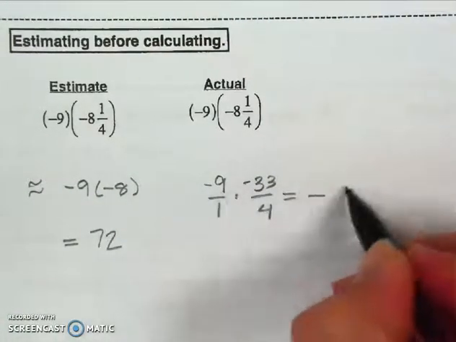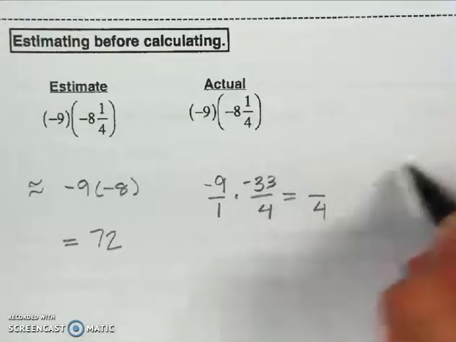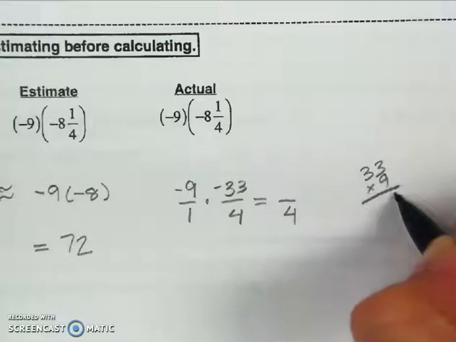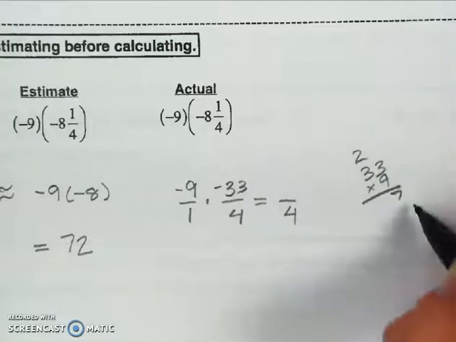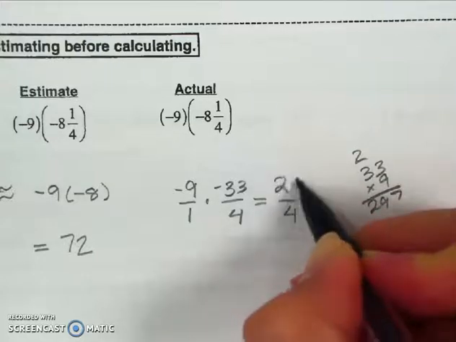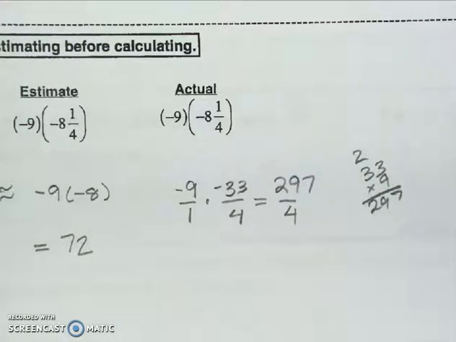Negative times a negative is a positive. Down here we would get 4. And up top, let's see, 33 times 9. 33 times 9, well, that's going to be 27. Carry the 2, and so that gives me 29. So I get 297/4. All right, so now obviously that's an improper fraction.